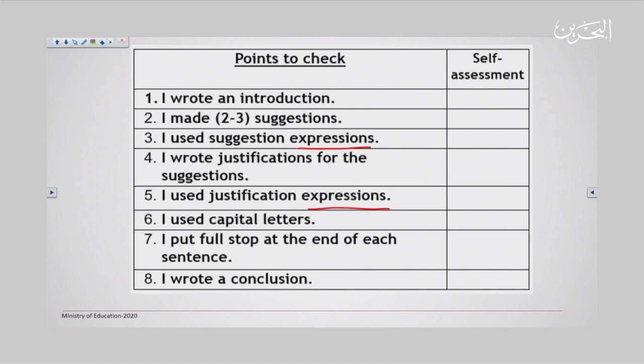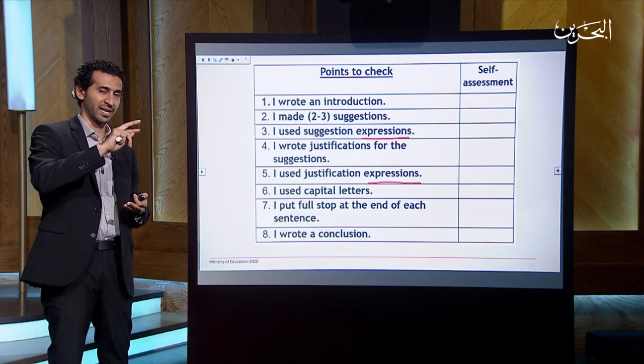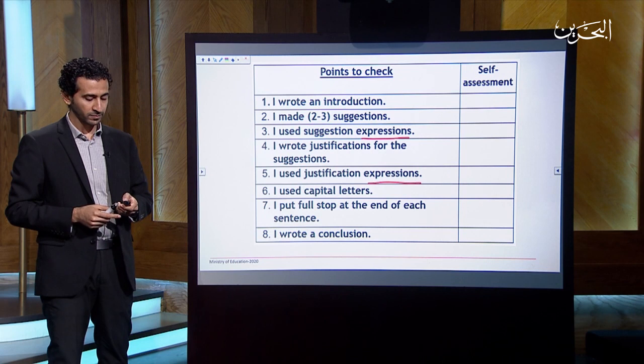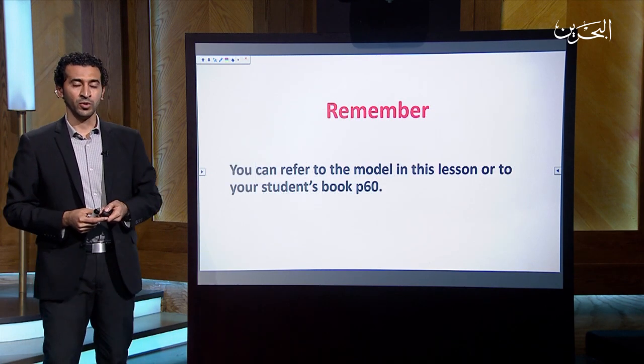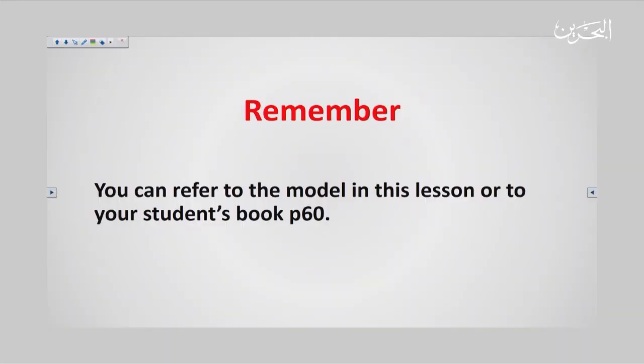And again, in the conclusion, you summarize the whole thing, the main points that you mentioned in the main body or the second paragraph of the article. All right, so remember, you can also refer to the model in this lesson or your student's book on page 60. There is another article there. You can have a look at it and use some of the ideas there.